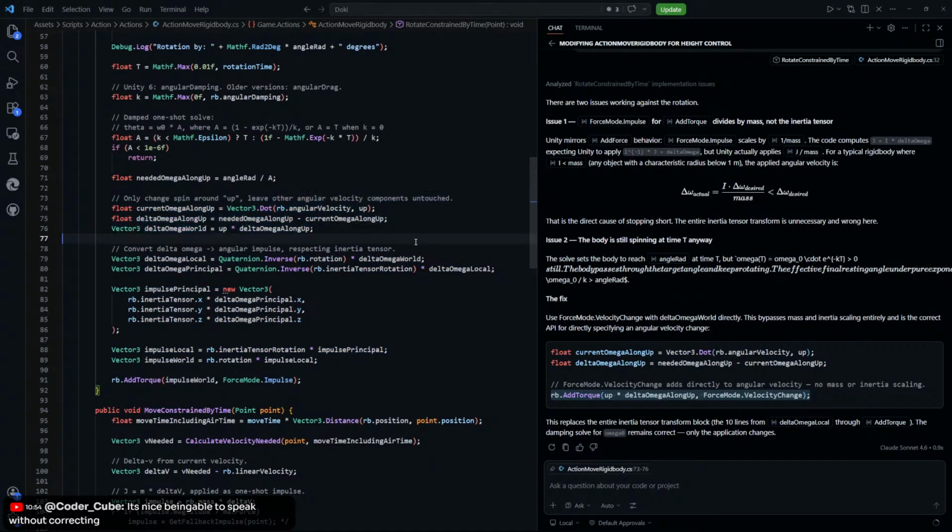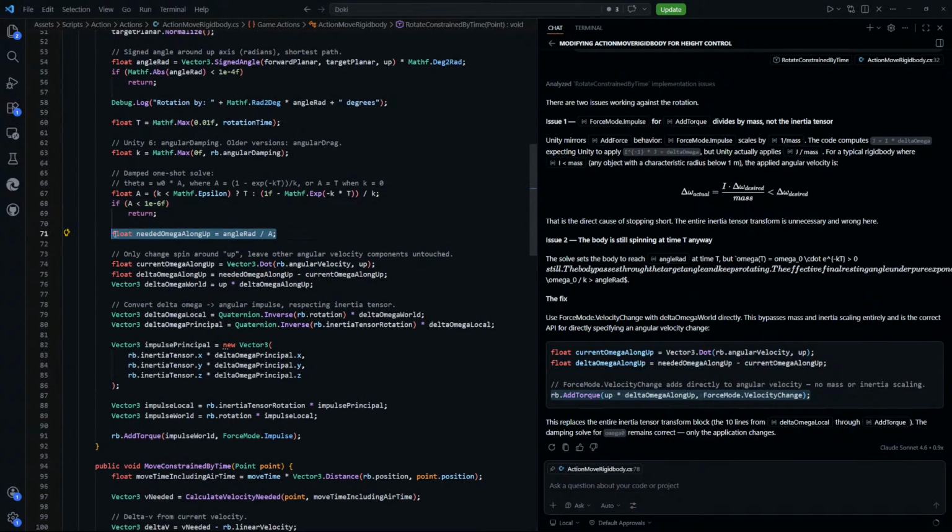Only change spin around up, leave other angular velocity components untouched. Then we convert it. Okay, I'm a little bit worried about this one. But if we solve this one, what are we looking at? I want to make this one bigger here, I think.